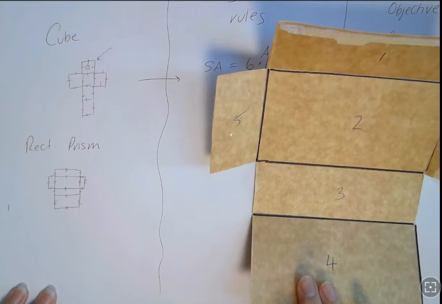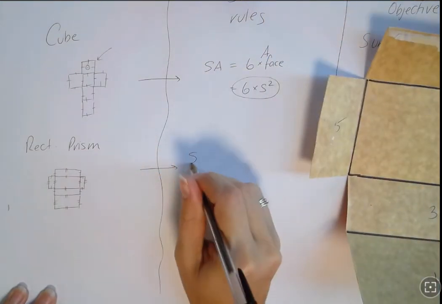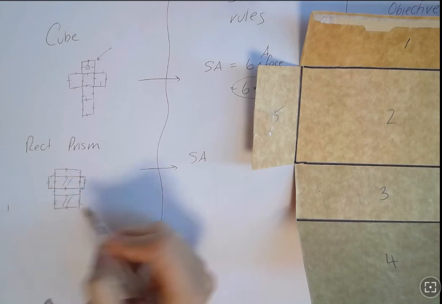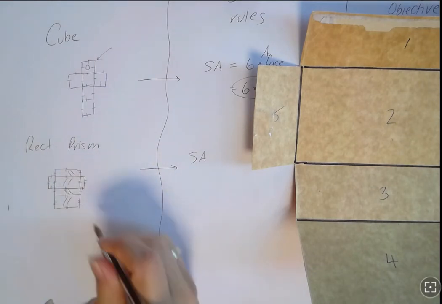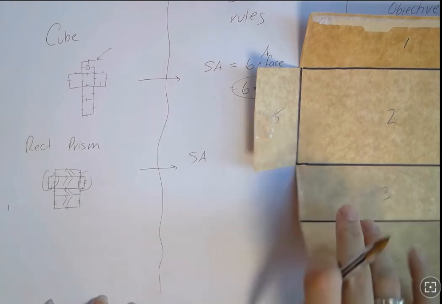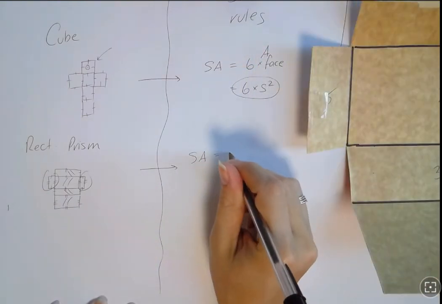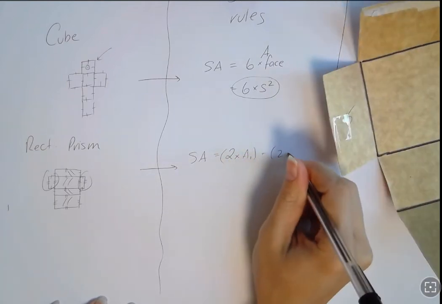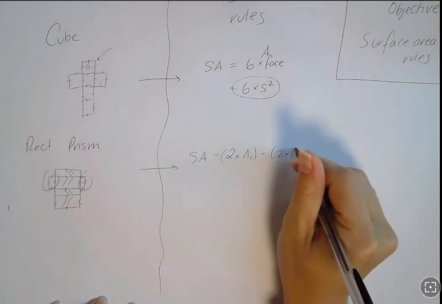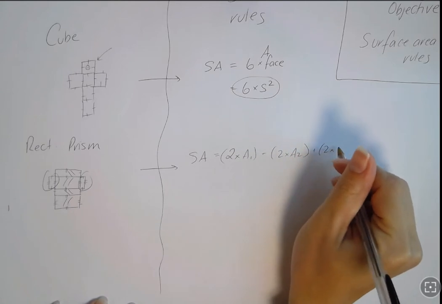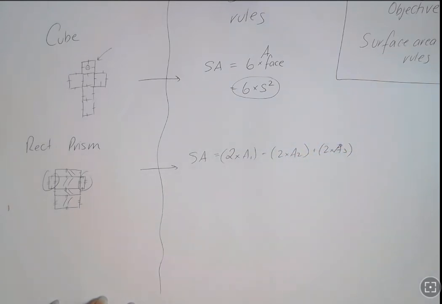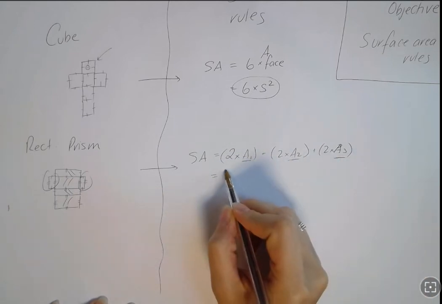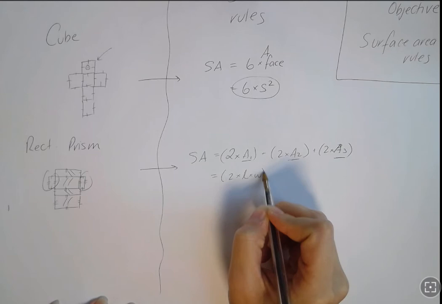Okay, so what we've got here is a bit more tricky because our surface area has to have 2 of these, so this one and this one. We have to have 2 of these and then 2 of these, right? So our surface area is 2 times the first area plus 2 times the second area plus 2 times the third area. Now that looks pretty tricky. Keep in mind though that this area here is always length times width.